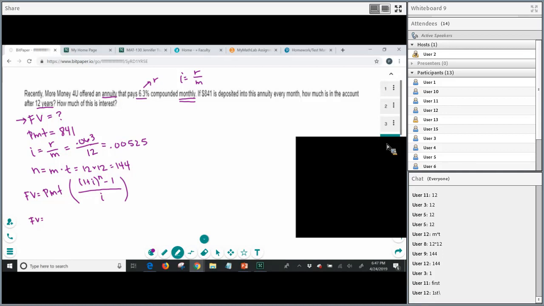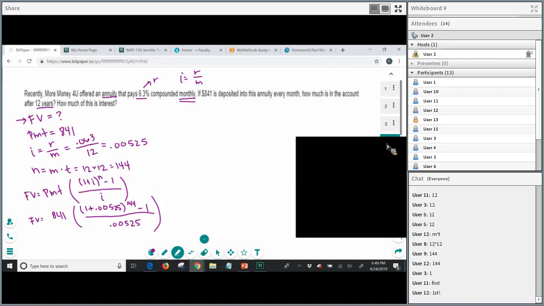So let's go ahead and plug everything in now. The payment was $841, times 1 plus, remember we figured out what I was, 0.00525, raised to the nth power. Remember, N was 144. Sorry, I should have left more room here. Hope this is readable. Minus 1, all over I, 0.00525.